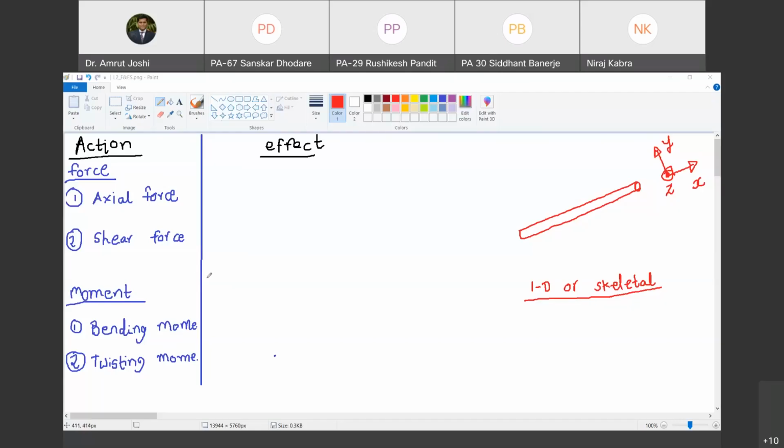So we were discussing action and effect pair, and in that we discussed that if force is action, then it has two effects. One is rigid body translation, where all the points on the body move by the same amount, and therefore there is no change in relative distance between any two randomly chosen points on a body during the motion.